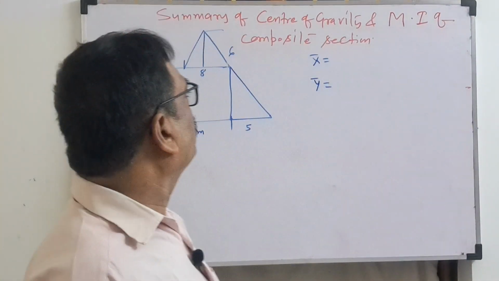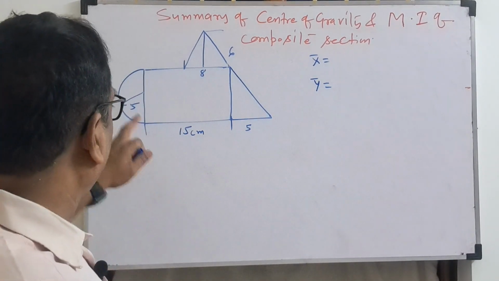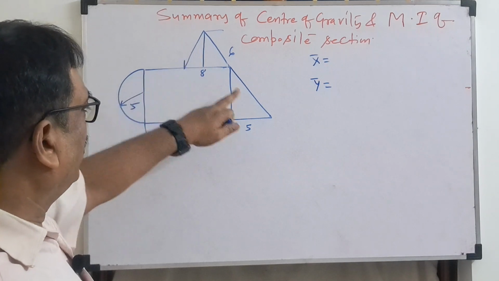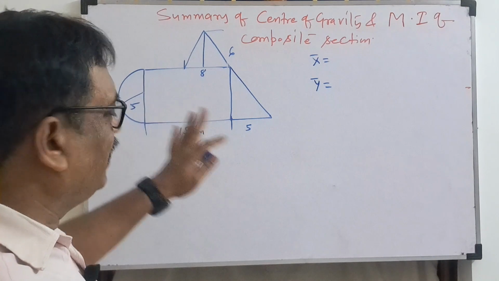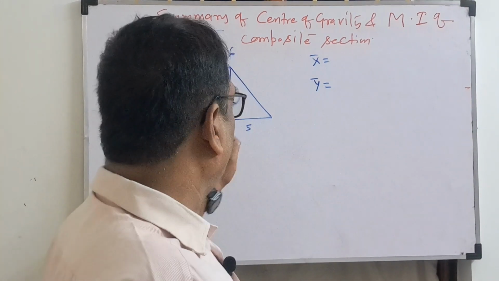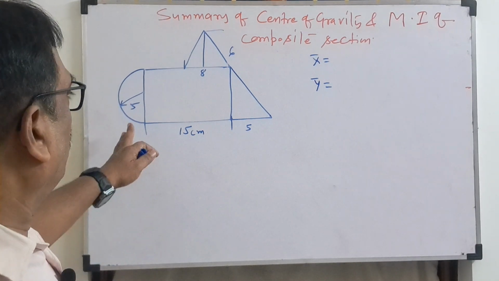Today I am going to discuss the summary of the centroid of a composite section. So I have taken here one equilateral triangle, a right angle triangle, a rectangle and a semicircle. I will give the concept only, so based on this concept, whatever questions come, you can find out the answer. So I will start this work.